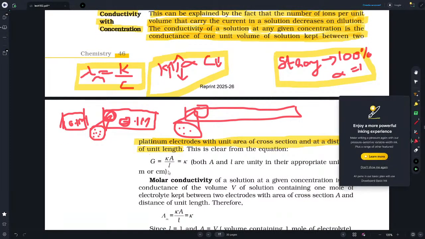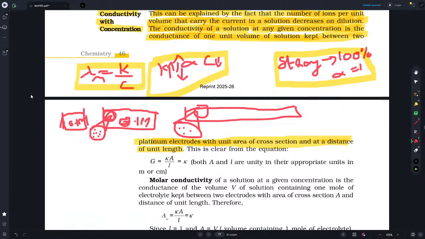So they're saying that the conductance of a solution at any given concentration is G equals conductivity times A by L. G equals kappa A by L. They're defining A as the area of cross section of the platinum electrodes, and L as the distance between the platinum electrodes, where kappa is the conductivity and G is the conductance.